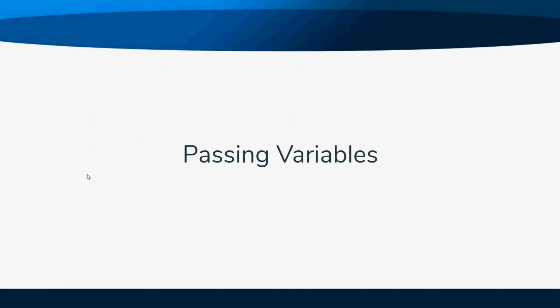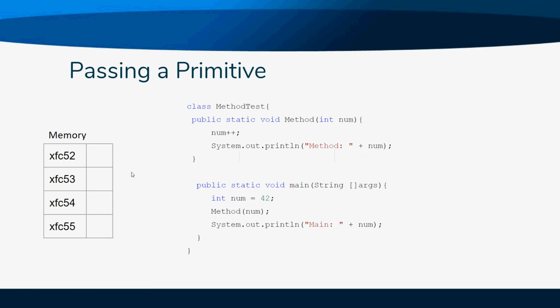Okay, so let's show you an example how this works. Let's show you an example what happens when you pass a variable to a method. Here I have a public static void main, and I have an int num. So this int num equals 42. What it's actually doing is it's storing the number 42 in a position in memory.